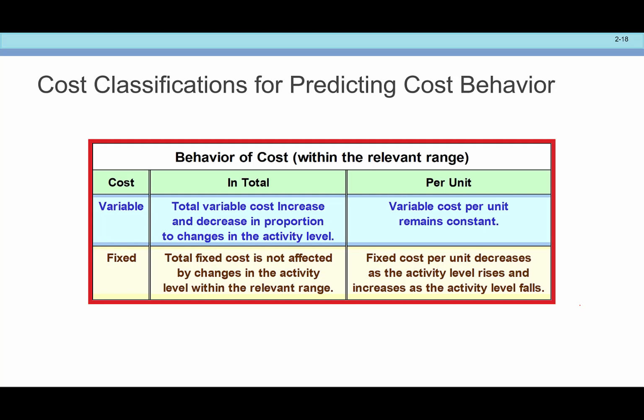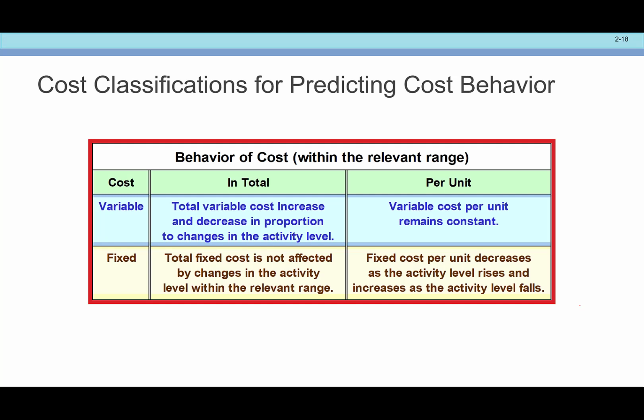Now, this sounds like the kind of thing you're teasing your brother with again, right? Mom, he just said that fixed costs are variable costs. Well, I didn't say that, Mom. Fixed costs are not variable costs. They are variable on a per unit basis. They fluctuate on a per unit basis. Let's just go ahead and use an example.